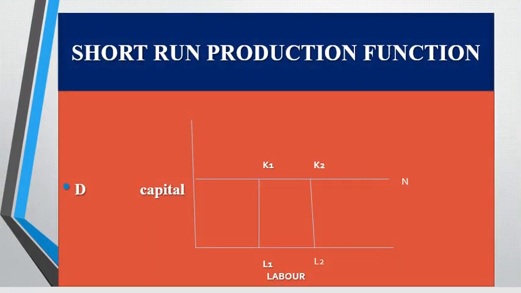And here on the OY axis, we take the capital, on OX, we take the labor. Here the line is parallel to the X axis, which means we cannot increase the quantity of the capital. If we want to increase the production, we have to increase the variable factor. Like, we want to produce more, so we will increase the quantity of labor, that is L1, L2, but the capital will remain constant.